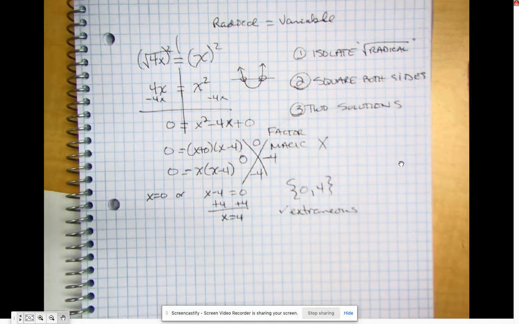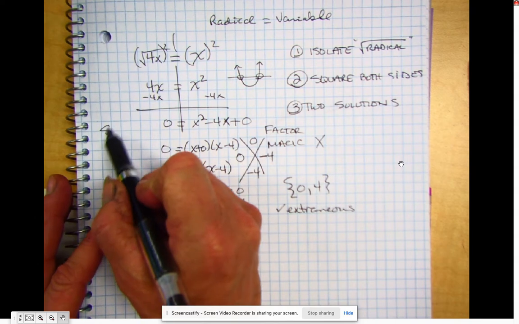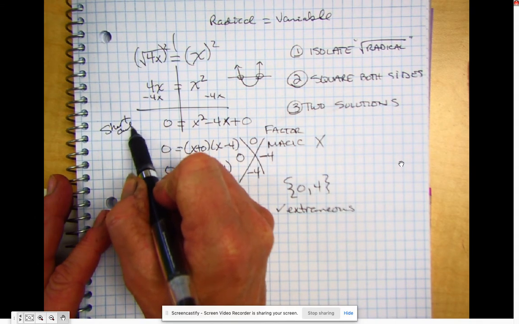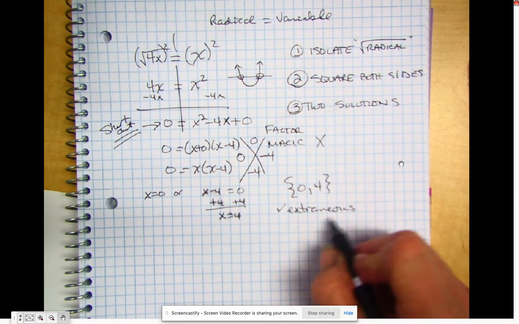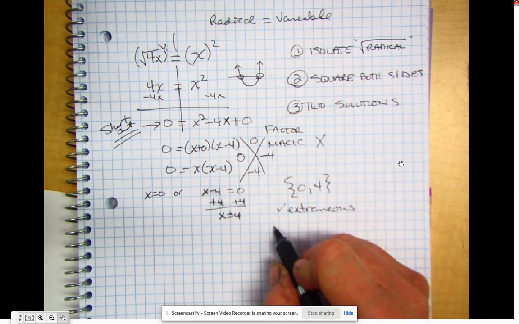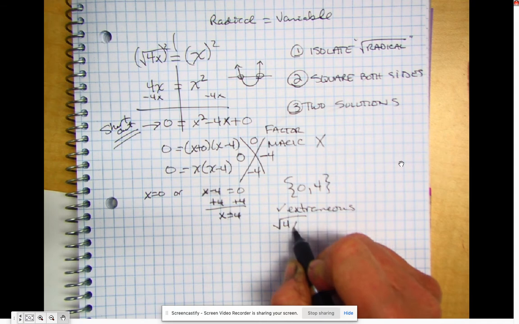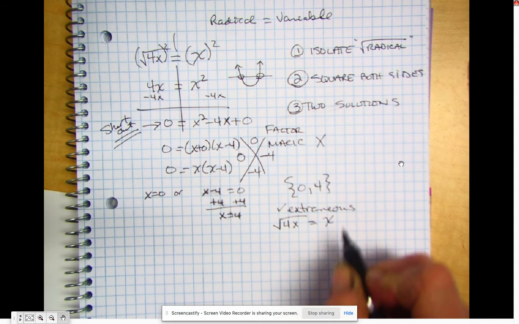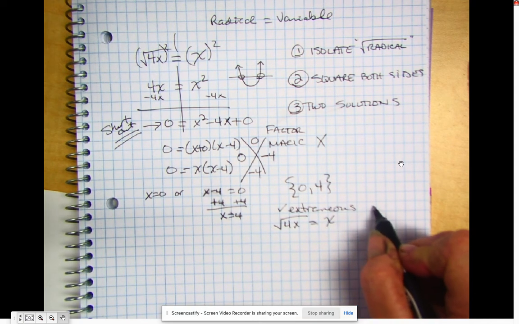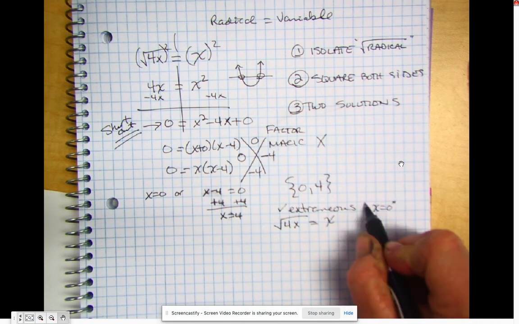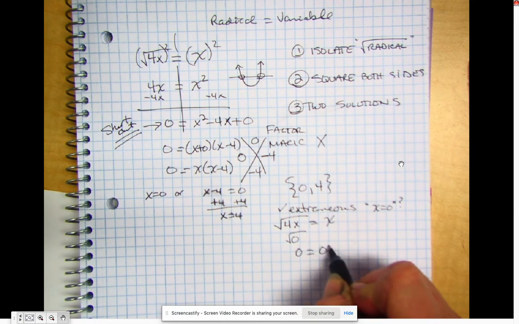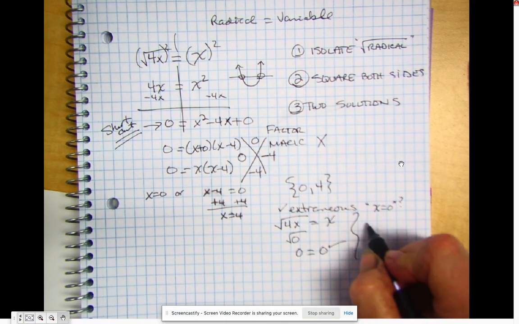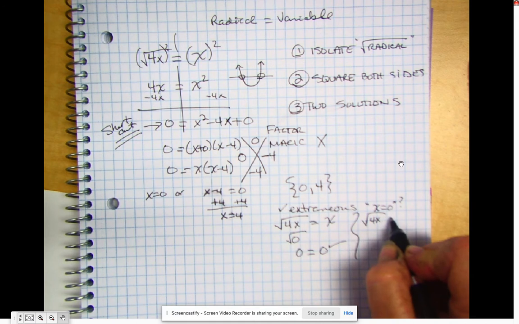And I'm going to go back and show you a shortcut here. Rather than do a magic x, extraneous solution, take the original problem. Square root of 4x equal to x. I'm going to put the 0 in first. Let's try the x equals 0. 4 times 0 is 0. The square root of 0 is 0. Is 0 equal to 0? Yeah, it checks out.